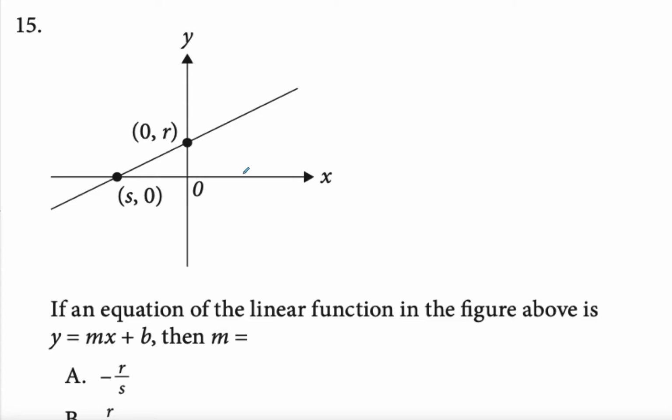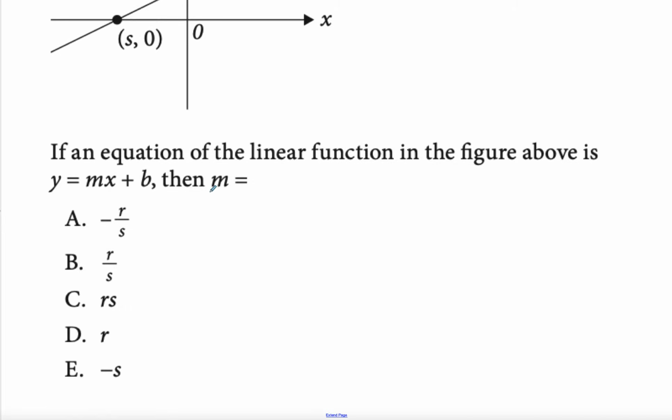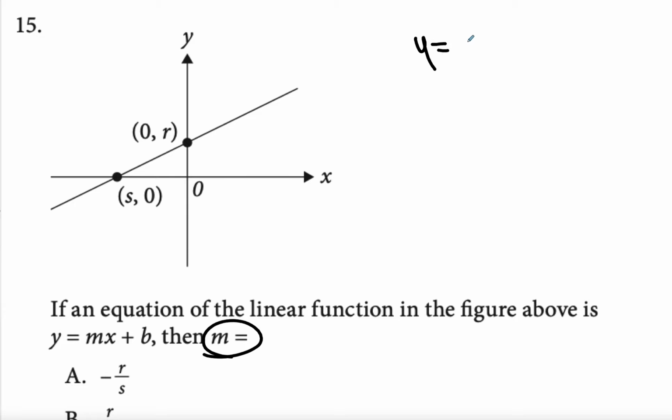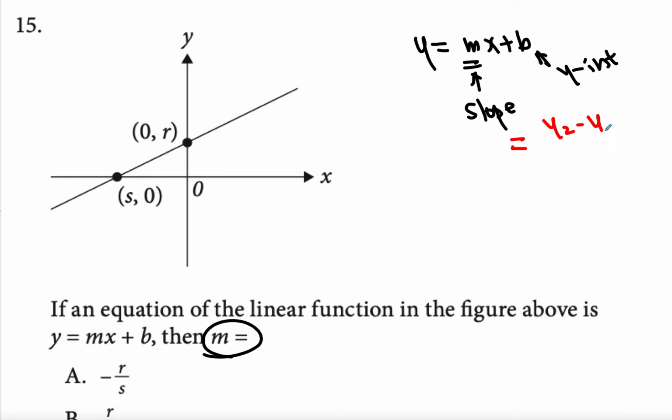Number 15. Now in this particular question, they're looking for the slope. m here represents a slope. So when you have y equals mx plus b, you realize that m is the slope and b is the y-intercept. Now how do you find the slope? Slope is found by y2 minus y1 over x2 minus x1.